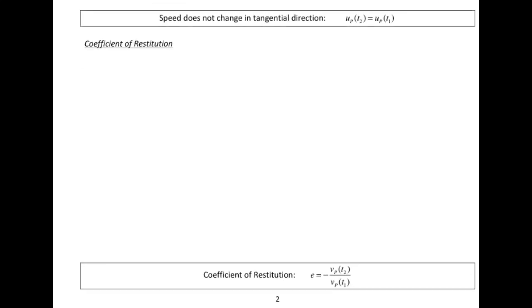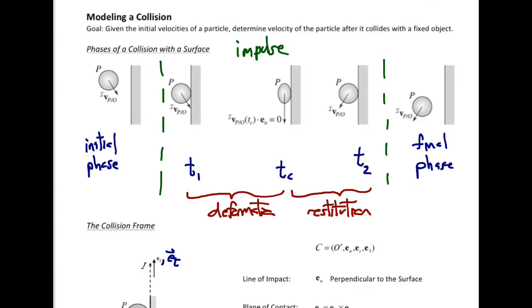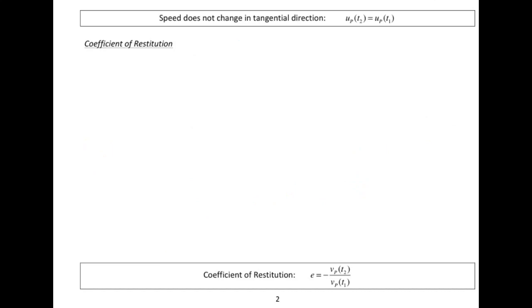So to go there, we need to look at our impulse now and divide this into two parts, where we're now looking at time 1 to time c, so this is during the compression or deformation, and then time c to time 2 during restitution. And so if we look at this deformation and then restitution, we're going to apply our impulse form of Newton's second law for each of those phases.